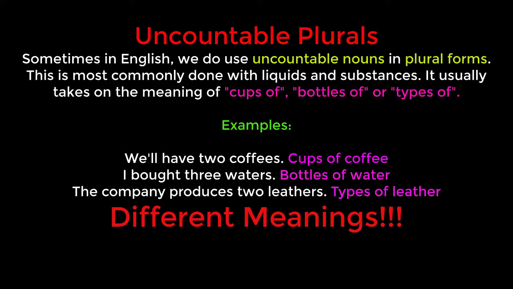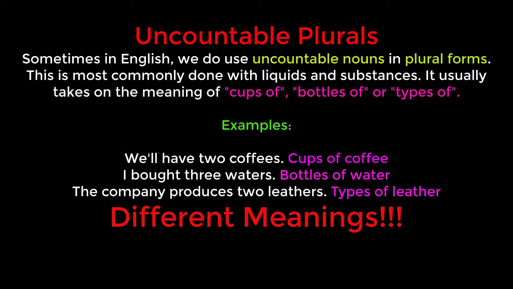Examples: We'll have 2 coffees. It means cups of coffee. I bought 3 waters. It means bottles of water. The company produces 2 leathers. It means types of leather.